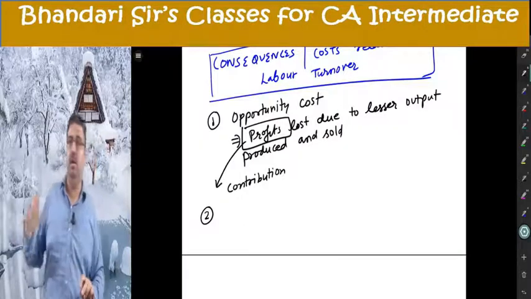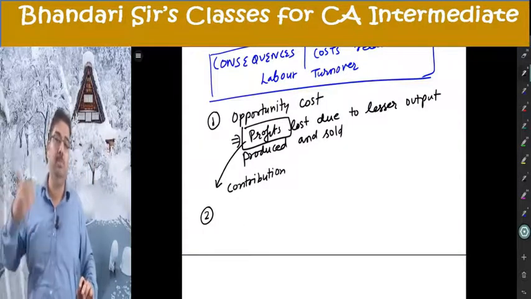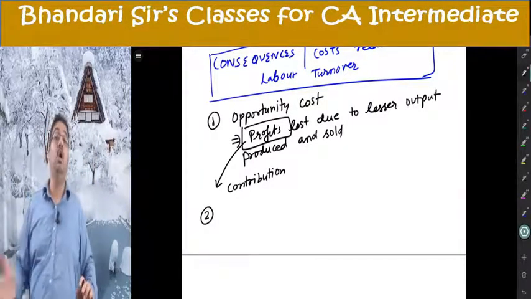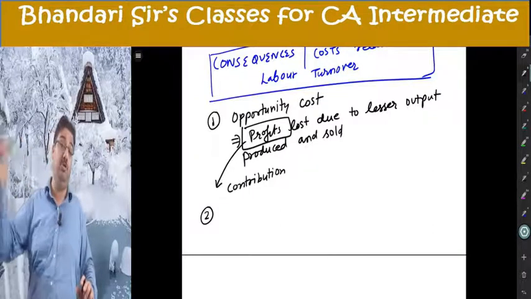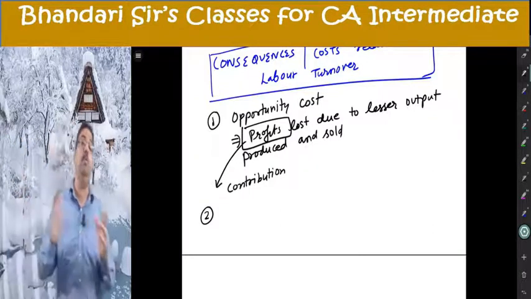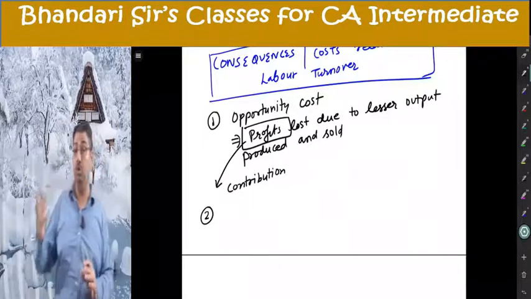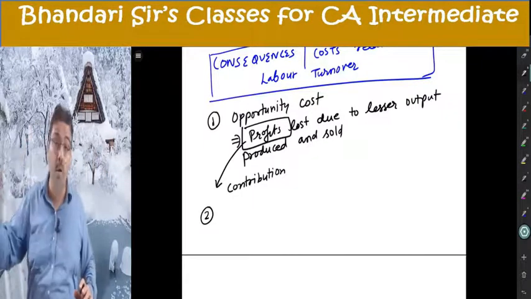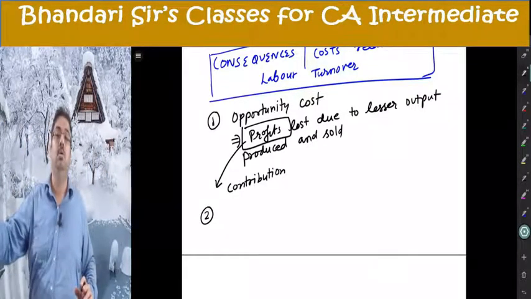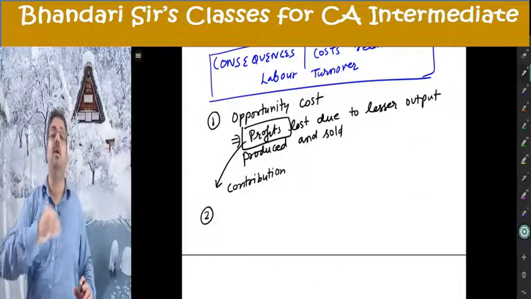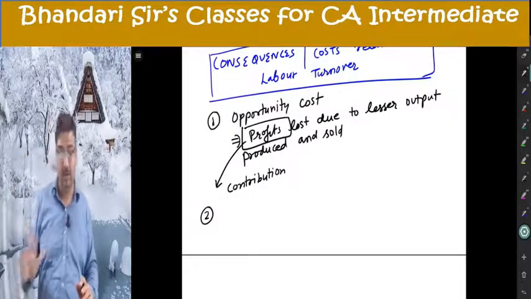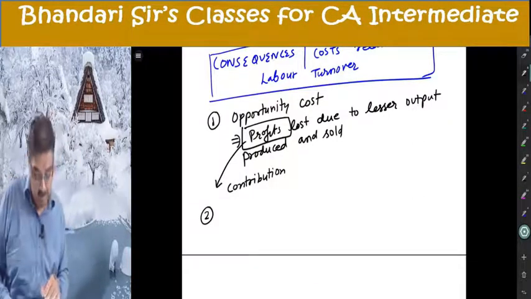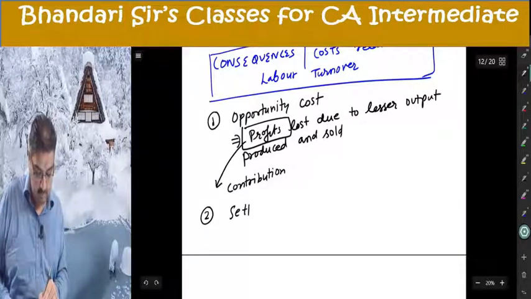This is not an out-of-pocket cost. You are not spending something, but you are losing something, some profits which you would have got if there was no labor turnover. You would have produced more, you would have sold more, you would have earned more. That earning is lost due to labor turnover. That is called opportunity cost. Very important cost there.